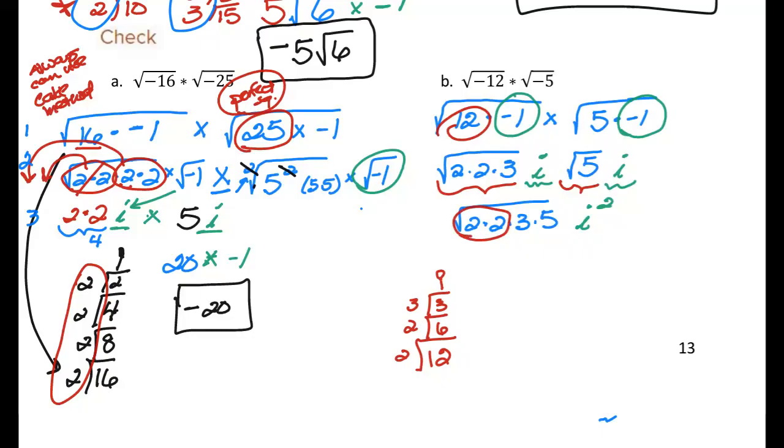Here I have 2 2's. I'm going to kick 1 out, so 2 comes on the outside. These do not share a second partner or number, whatever you want to call it. So that stays under the radical, and I can multiply those together. 3 times 5 is 15 times i squared, which we said is negative 1. So taking this times negative 1, final answer is negative 2 times the square root of 15.